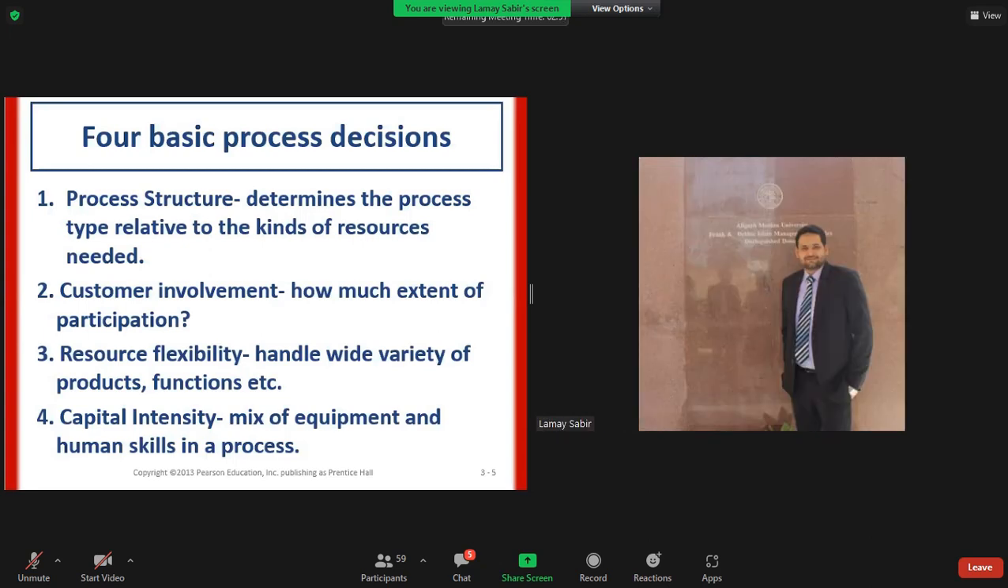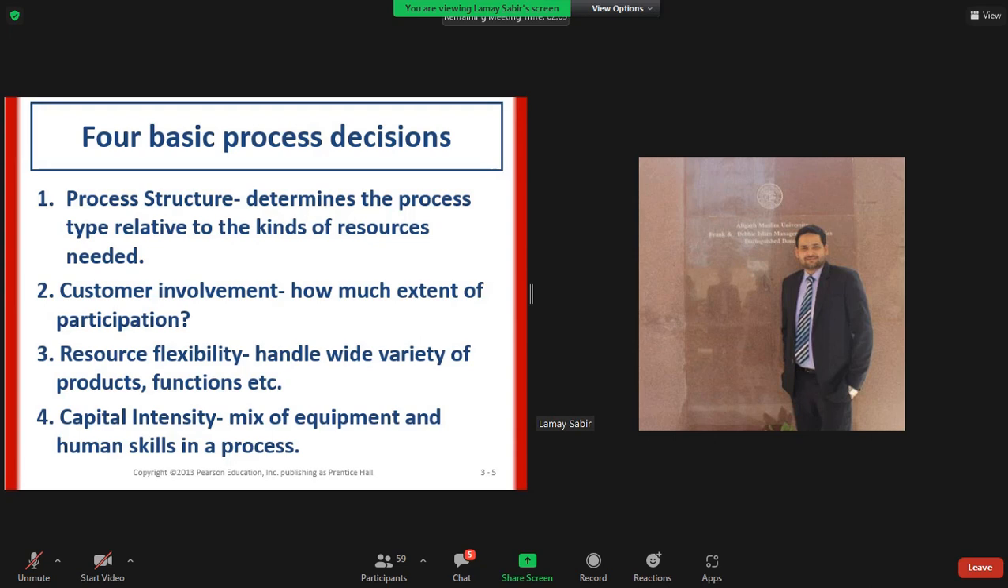So the process structure defines the structure that is actually required to complete the particular process. Then comes the customer involvement. How much extent of participation of a customer should be there? How much should the customer be involved? If I have a particular process which requires a high level of customer involvement, then my process, my structure will be different as compared to those processes where customer involvement need not be there.